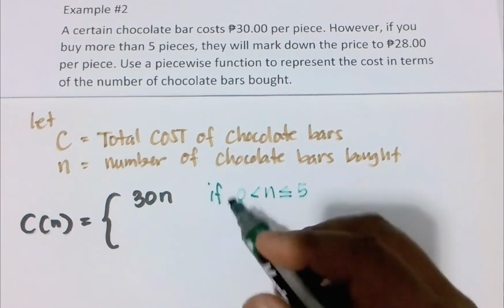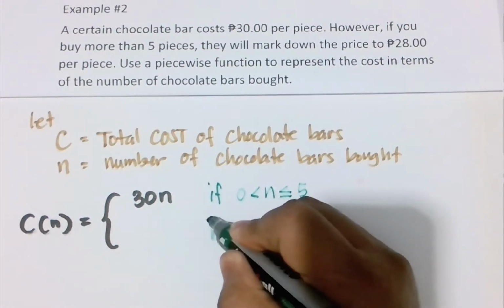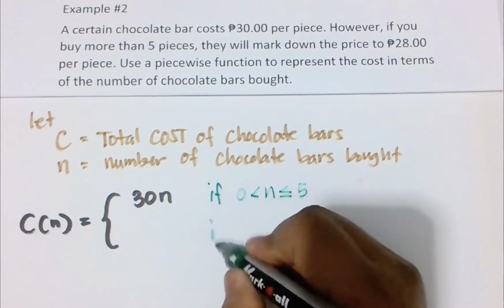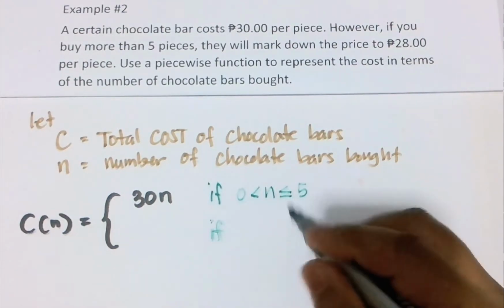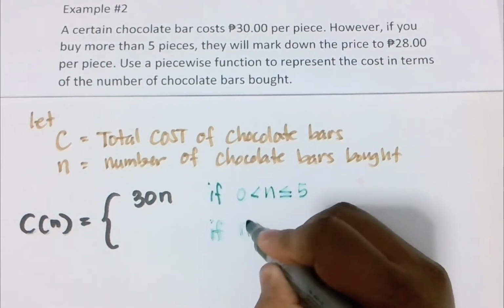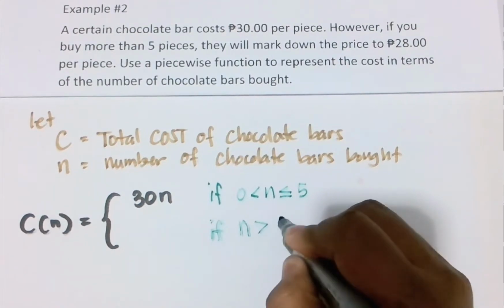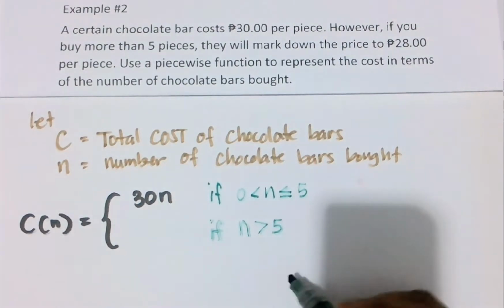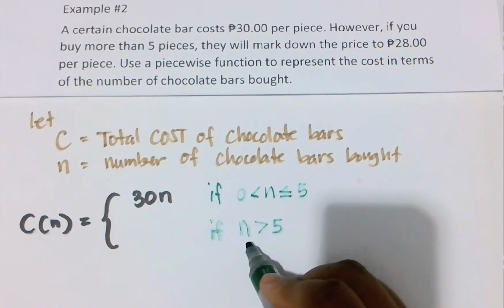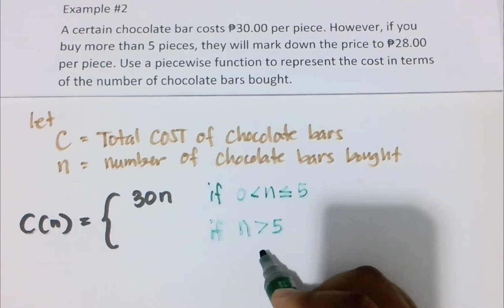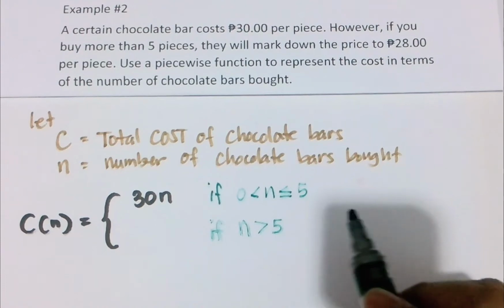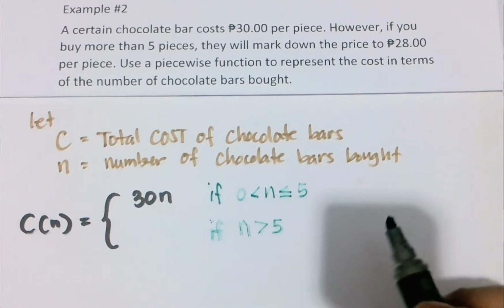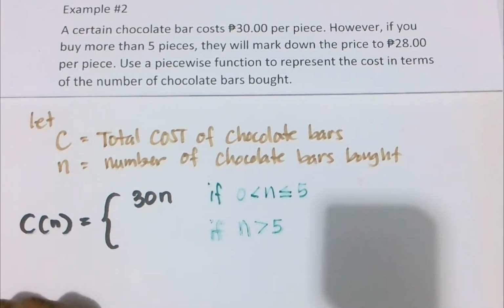Okay? Now, if N is greater than 5, ano ibig sabihin yan? Kung yung number of chocolate bars daw ay higit sa 5, of course that is 6, 7, and so on and so forth, the price of the chocolate bar per piece is discounted, alright? It will be deducted of 2 pesos.